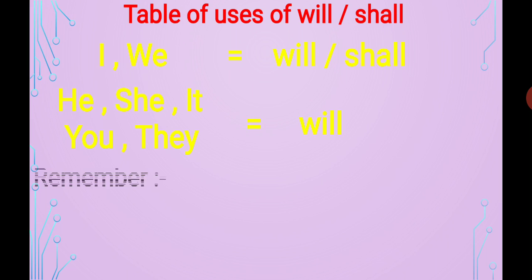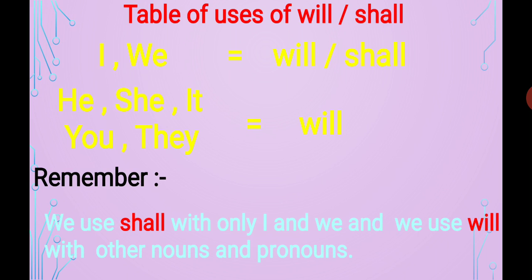Just remember that we use shall with only I and we. We cannot use shall with he, she, it, you, they. Only with I or we. And if you don't want to use shall with I and we, then okay, you can use will also. With I and we use both the helping verbs, either will or shall.